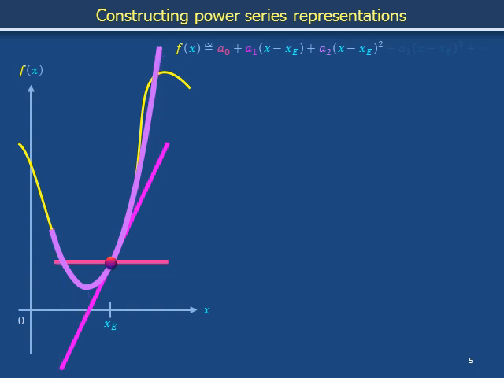When we move out toward the left or right from x equals x sub e, the cupped lilac curve hugs the yellow curve more closely than does the slanted fuchsia line, which itself hugs the yellow curve more closely than does the horizontal pink line. We can add higher order terms having the pattern of a coefficient multiplied by a power of a binomial. Here we indicate a3 multiplied by the third power of x minus x sub e. Taken together, we are imitating f of x with the so-called power series approximation.